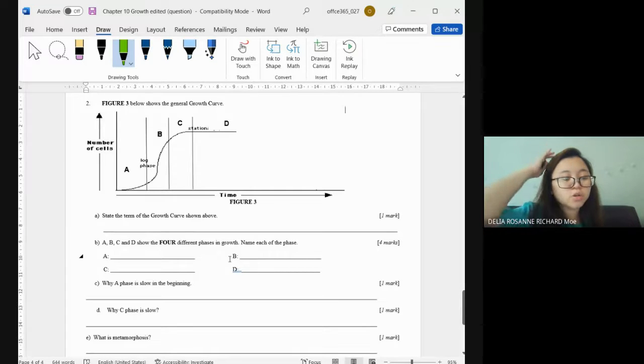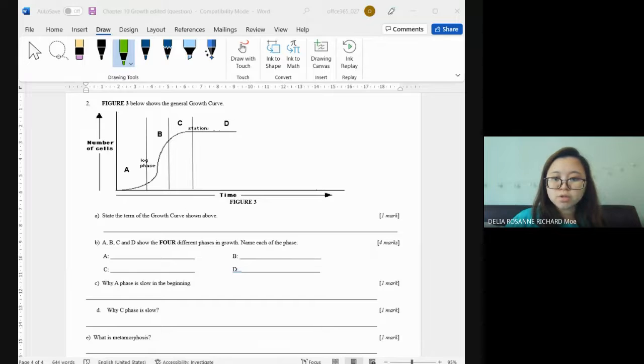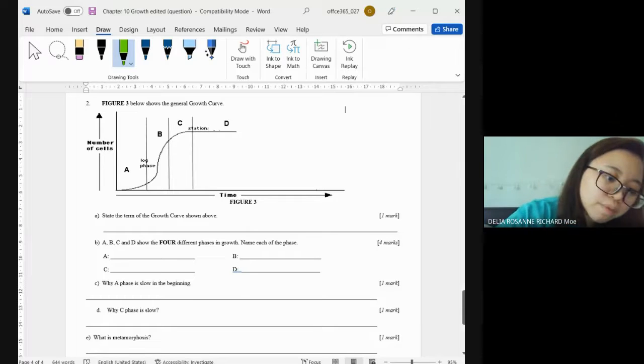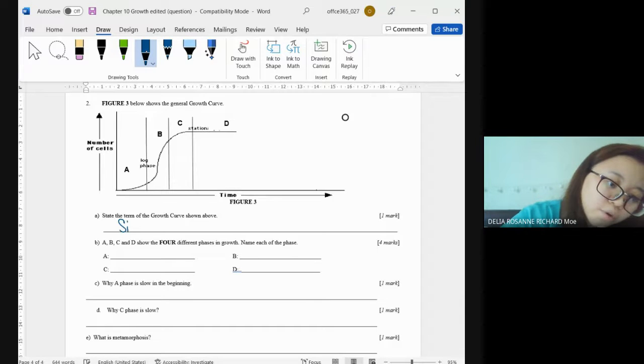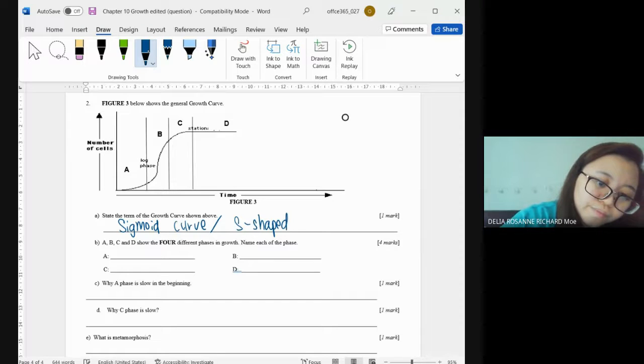Okay. Figure 3 below shows the general growth curve. Name the term of the growth curve shown above. This one should be simple. As long as it has an S shape, we can say it is a sigmoid curve or S-shaped curve.